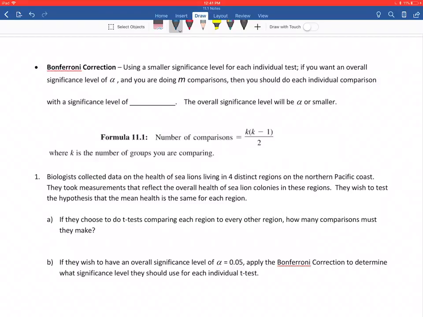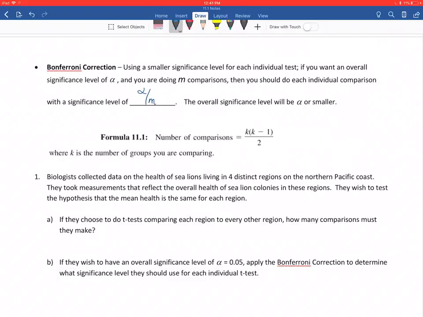So what that says is if you want an overall significance level of alpha and you're doing M comparisons, then you should do each individual comparison with a significance level of alpha over M. Then the overall significance will be alpha or smaller.